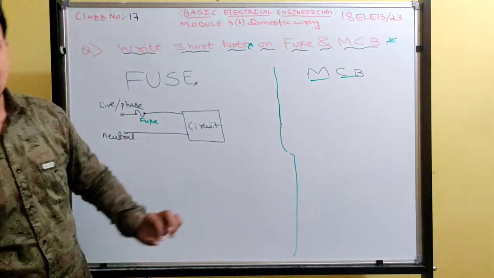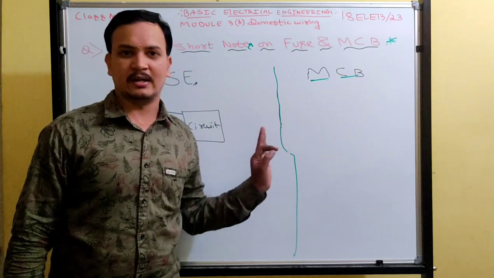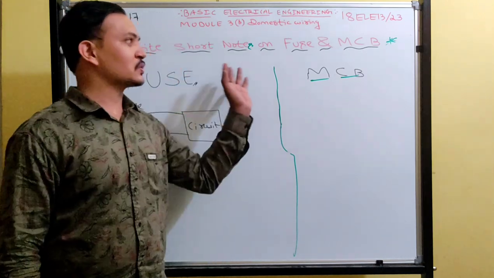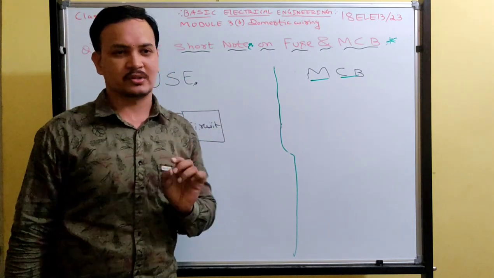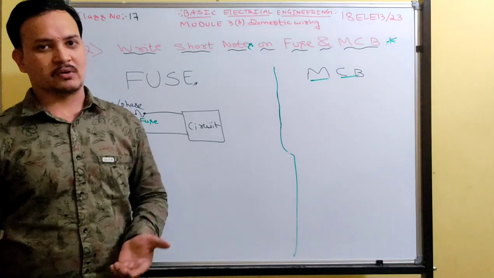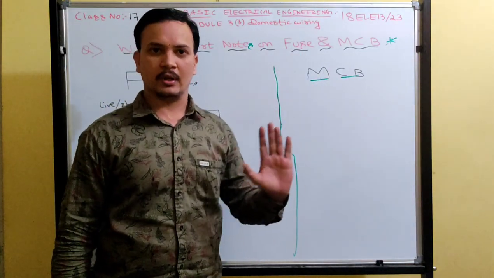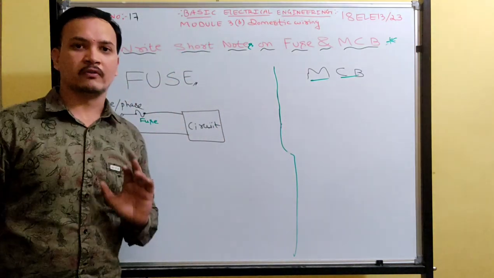What is fuse and what is MCB? Both are what? Protective device. You should compulsorily write that word to get one mark. And this question will be asked for fewer marks, around 3 to 4 marks. And another way of asking the question is to compare fuse and MCB. Okay, so let's start with the fuse.